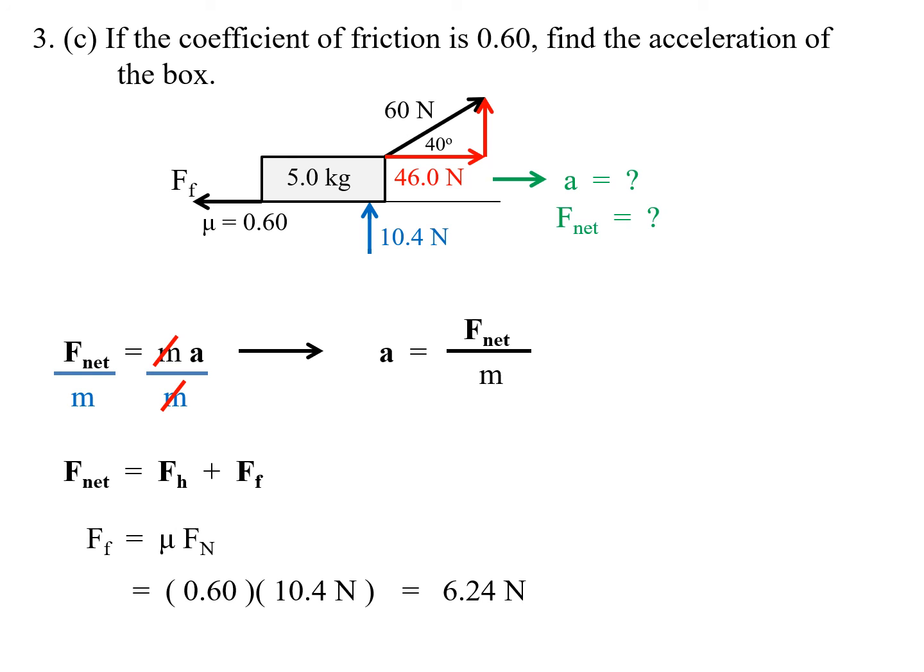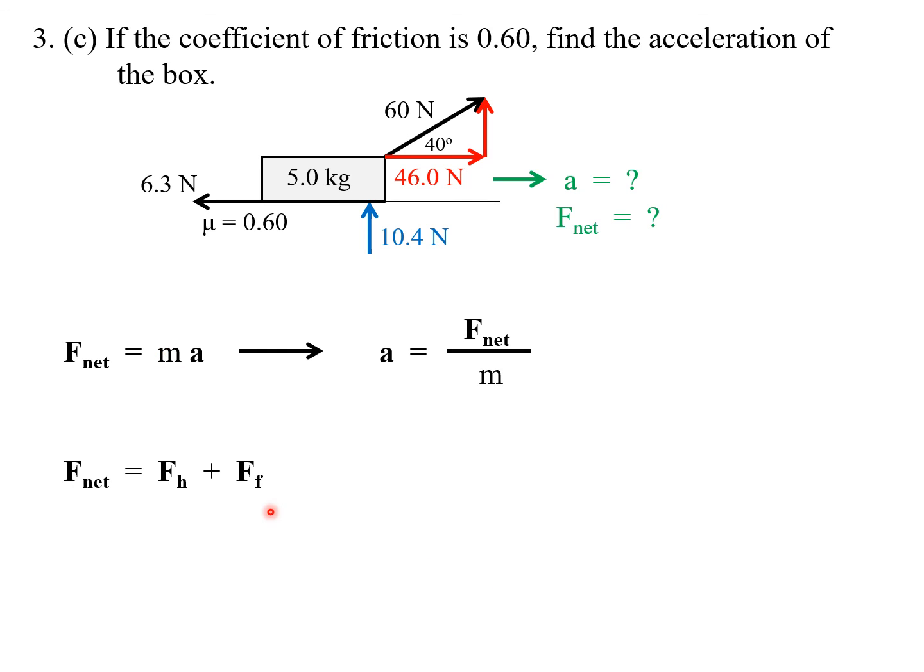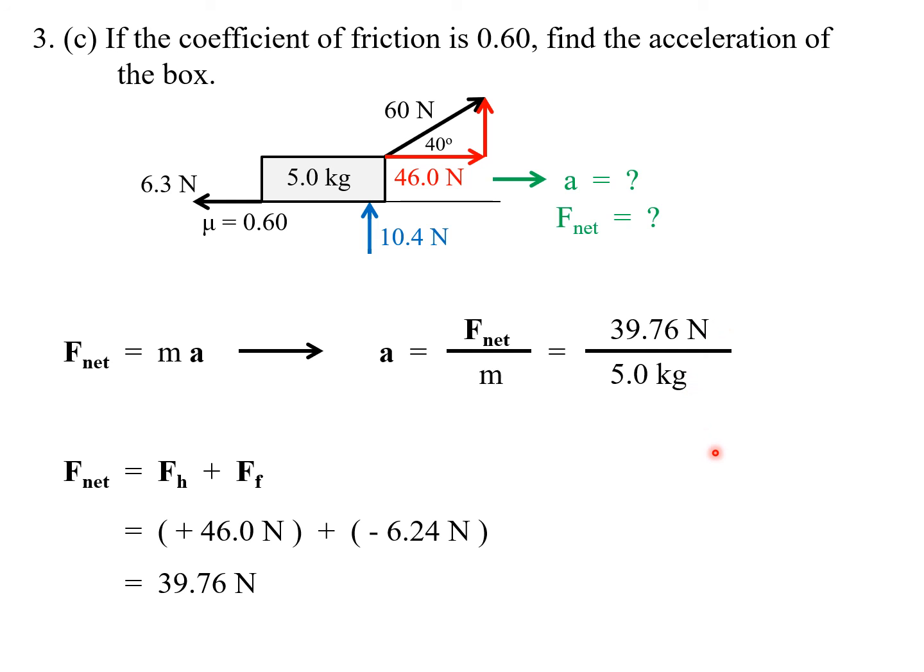Now we can start working backwards here. That should say 6.24, I don't know why it says 6.3 there. Anyway, we have a horizontal force and a friction force. And so the net force is going to be equal to 39.76 newtons, keeping a whole bunch of digits. That's the net force, which we can finally apply into our Newton's second law equation. We divide that by the mass of 5 kilograms, and finally we arrive at our answer of 8 meters per second squared.